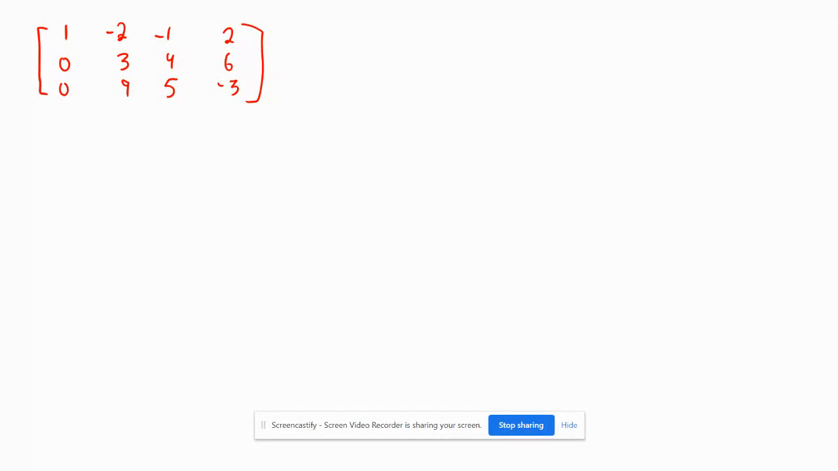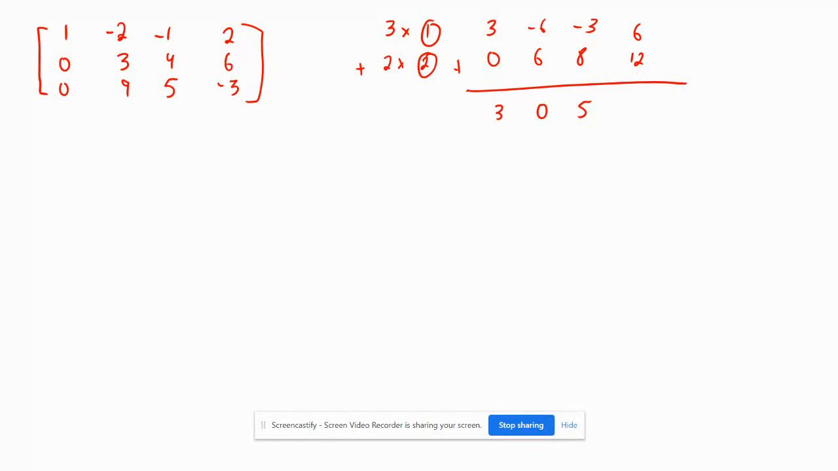Now I'm going to use this 3 here to make this 0 and this 0 over here. The way I'm going to do that is 3 times equation 1 plus 2 times equation 2. That's going to make this a -6 and this a +6, so that when I add them, they eliminate. So 3 times equation 1 is 3, -6, -3, 6, and equation 2 times 2 is 0, 6, 8, 12. We add them: 3 plus 0 is 3, 0, 5, 18.